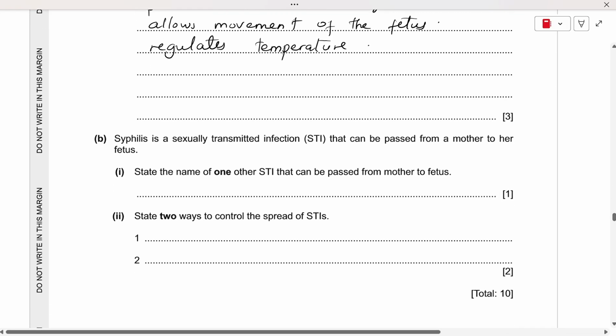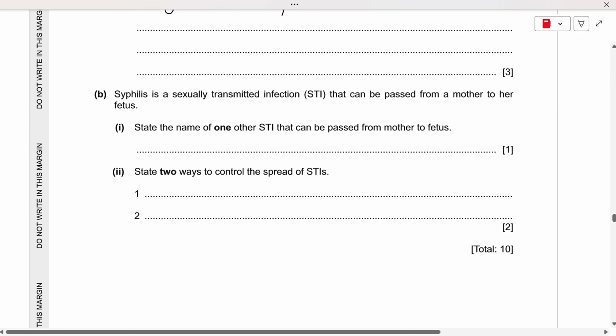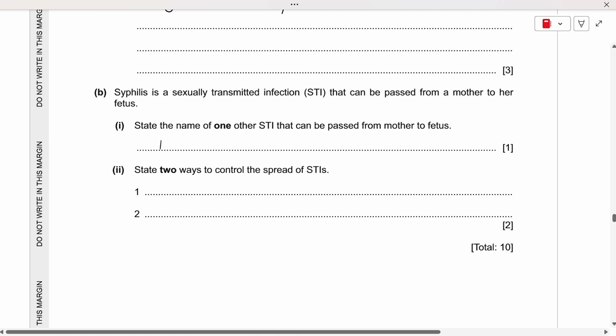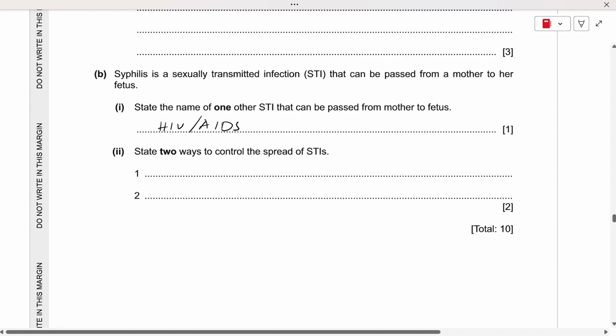Syphilis is a sexually transmitted infection, STI, that can be passed from a mother to her fetus. State the name of one other STI that can be passed from mother to fetus. All right. Another STI that can be passed is AIDS. Okay. So we can say here HIV AIDS. Okay. That's another STI. State 2 ways to control spread of STI.